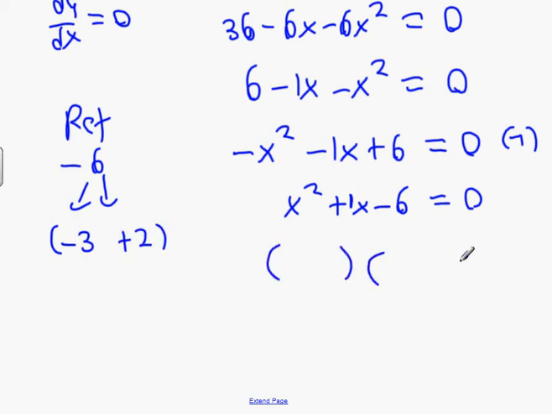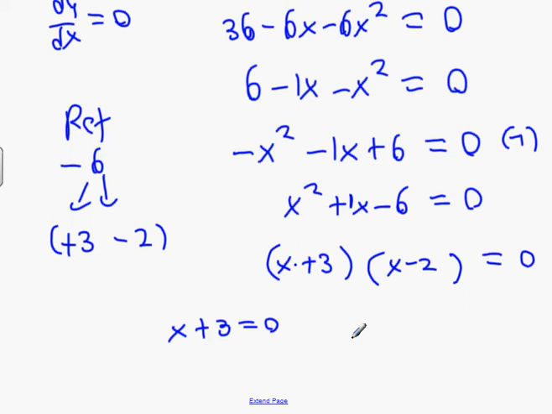So what happens now? x plus 3, x minus 2, excuse me, plus 3 minus 2, because you're looking for a plus 1 in the middle. So what is that then, David? (x plus 3)(x minus 2). And then after that? x equals 2, and what's the other one? x equals minus 3.